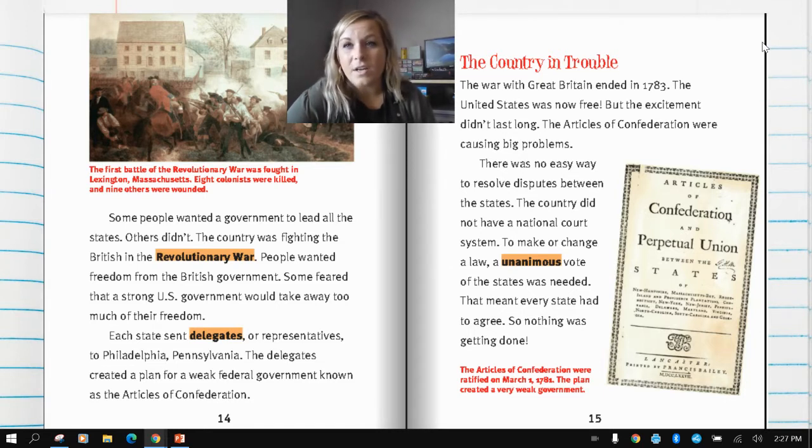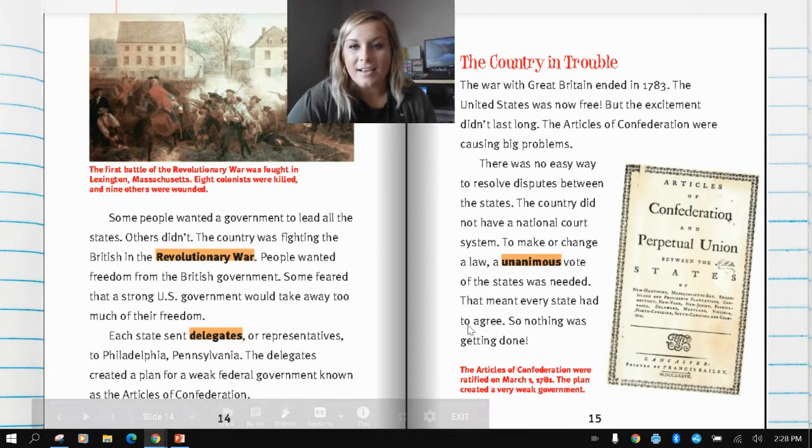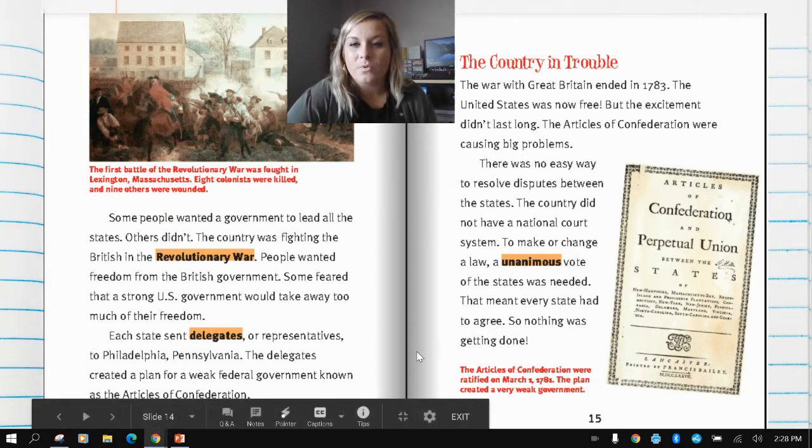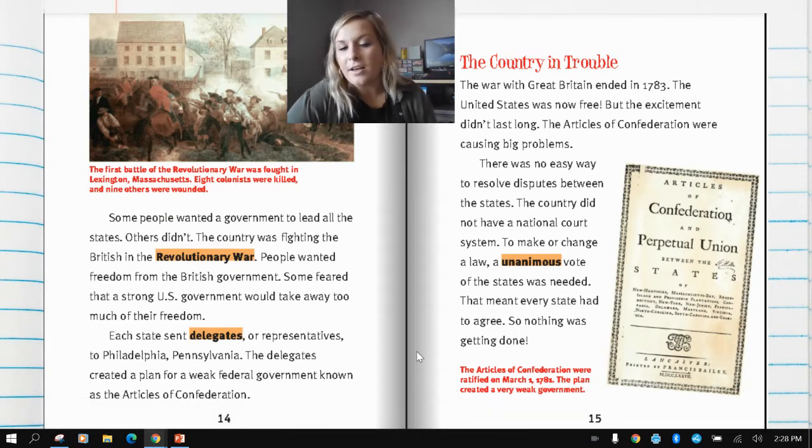The Articles of Confederation were causing big problems. There was no easy way to resolve disputes between the states. The country did not have a national court system. To make or change a law, a unanimous vote of the states was needed, meaning every single state had to agree. That meant nothing was getting done. The Articles of Confederation were ratified on March 1st, 1781. The plan created a very weak government.